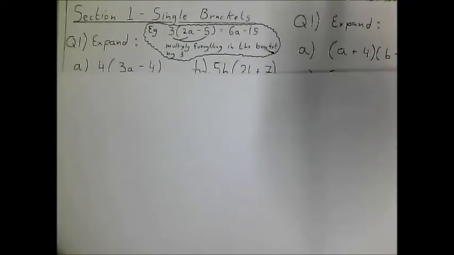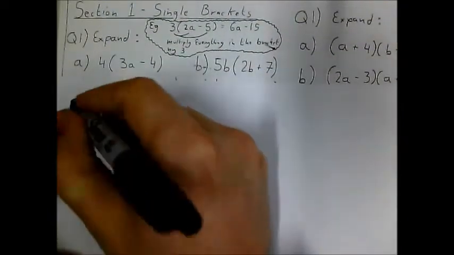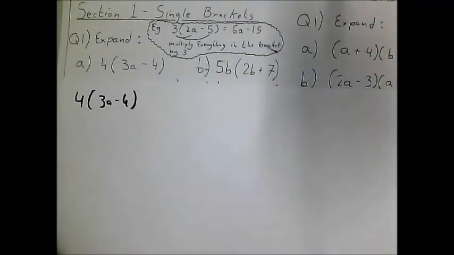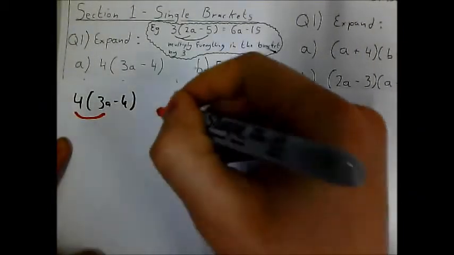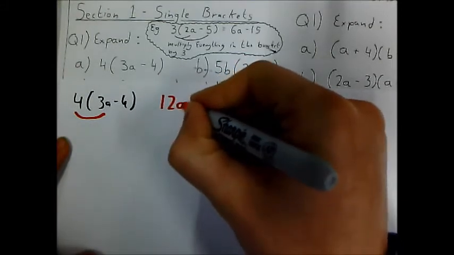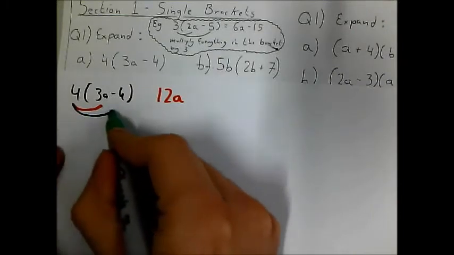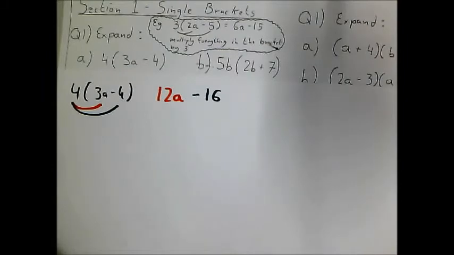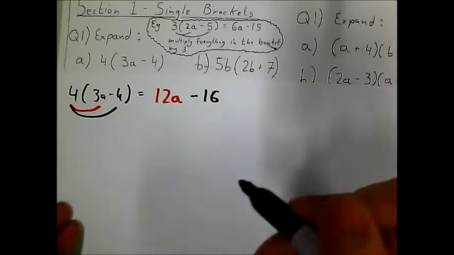We're going to go straight into the first one. So, that's my example. Let's have a look at this one here. So I have 4 and 3a minus 4 in brackets. So this means I want 4 lots of everything inside this bracket. So, 4 lots of 3a is 12a. And 4 lots of negative 4 is negative 16. Okay, so that's all I've done there. Equals. So this is the same as this.